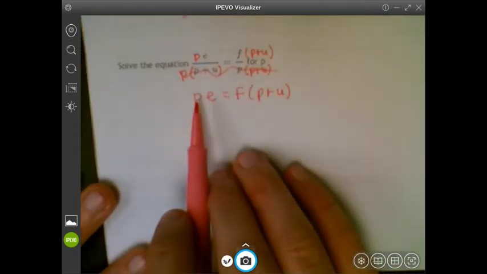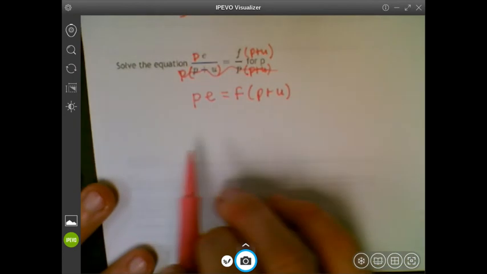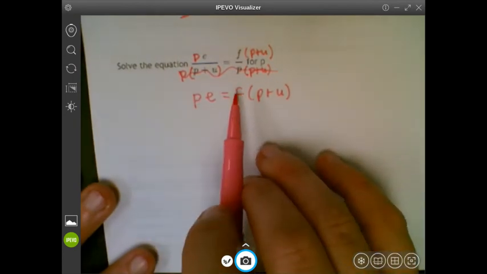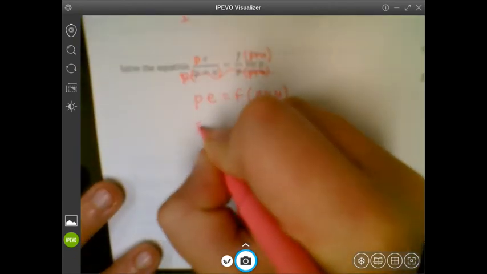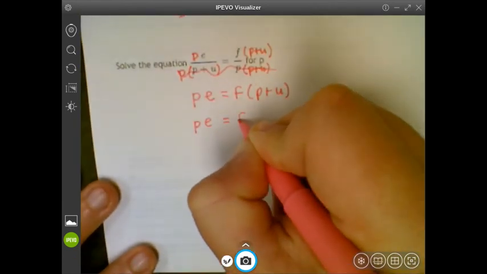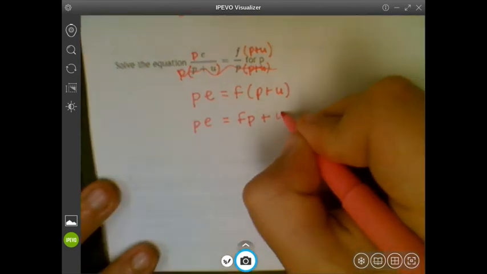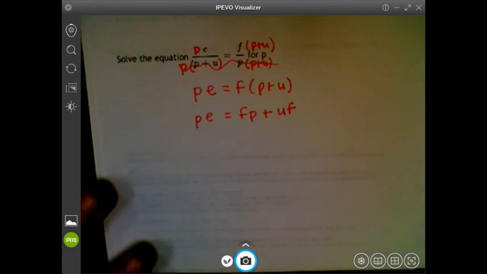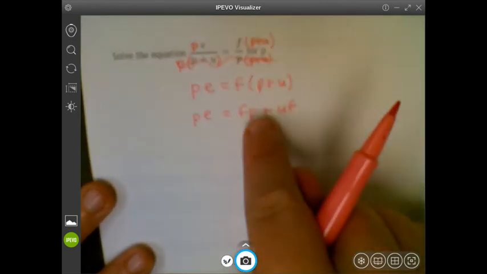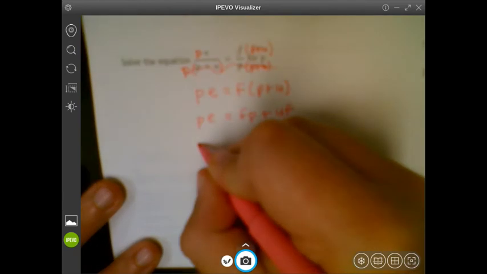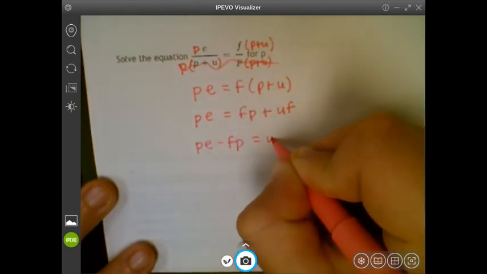All right, I have 2 P's. I'm trying to solve for P, so the strategy is to get the P's all on the same side. Before I can move this P over, I actually have to distribute the F. So I have PE, FP, and you can write FU if you want. I'm just going to say UF so that y'all don't laugh the whole time. Now I have 2 P's on opposite sides, so I'm going to move this one over. PE minus FP equals UF.